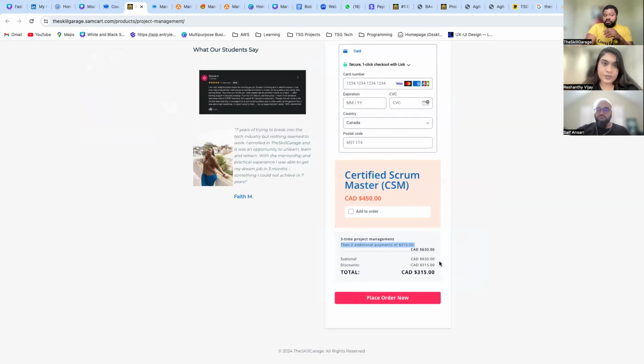Yes. No, not pounds. This is in Canadian dollars. So if you're joining from the UK, you're spending roughly around £350 in total. Okay, in total. Yeah, in total. You're paying around, this is in Canadian dollars. So if you're doing Canadian dollars.